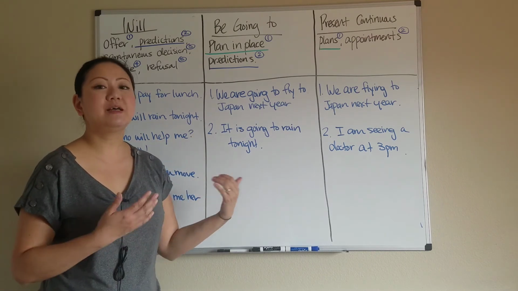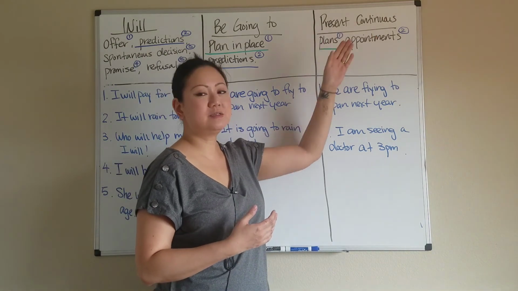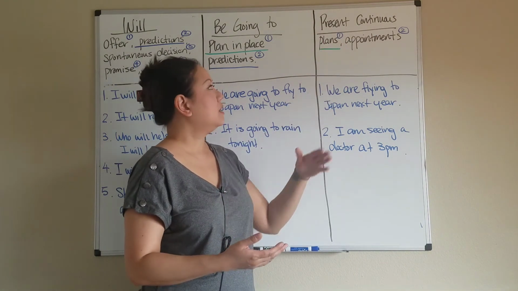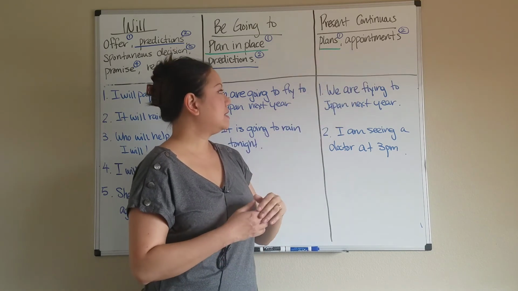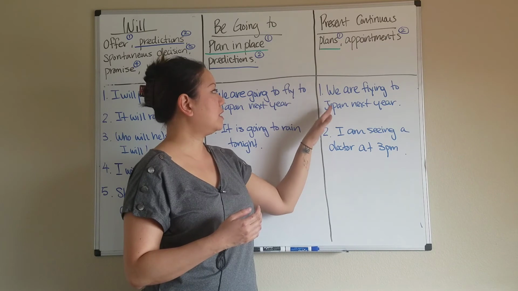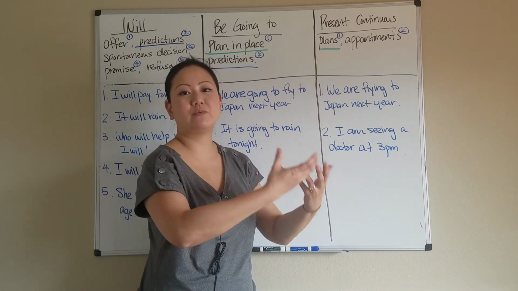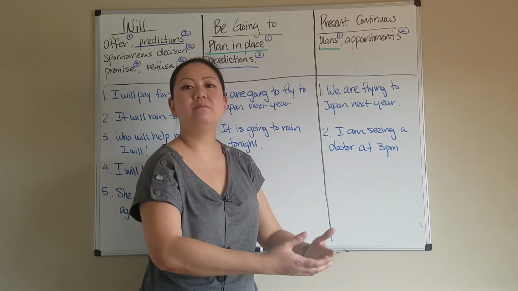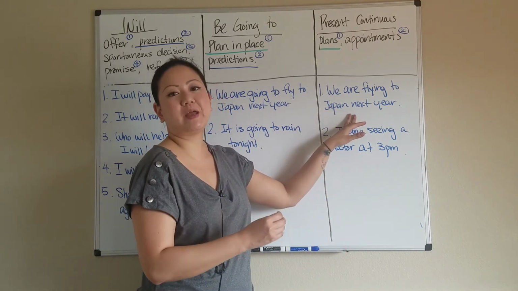Now let's look at our third one. So third one is present continuous, the be plus ing. We can use that to make plans or appointments. So plans, for example, with number one, we're flying to Japan next year. Okay, so again, you made a reservation, you have this plan in mind, you are sure you're going to go, so you can say we're flying to Japan next year.